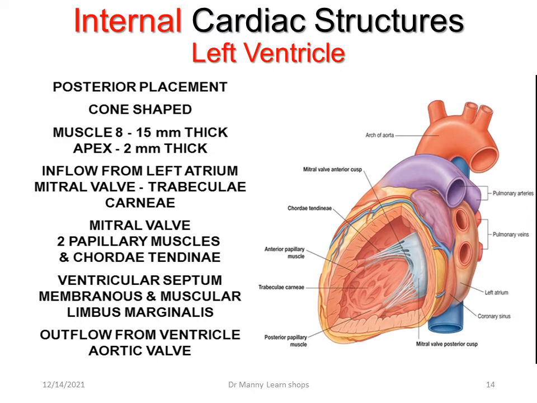It's the most vulnerable. The inflow is from the left atrium, and there is a mitral valve with trabeculae carneae. The mitral valve has got 2 papillary muscles and the chordae tendineae. The ventricular septum is both muscular and membranous, as you can review in the congenital cardiac anomalies when we look at ventricular septal defect. And there is a limbus marginalis. The outflow from the ventricle is to the aortic valve and into the ascending aorta.